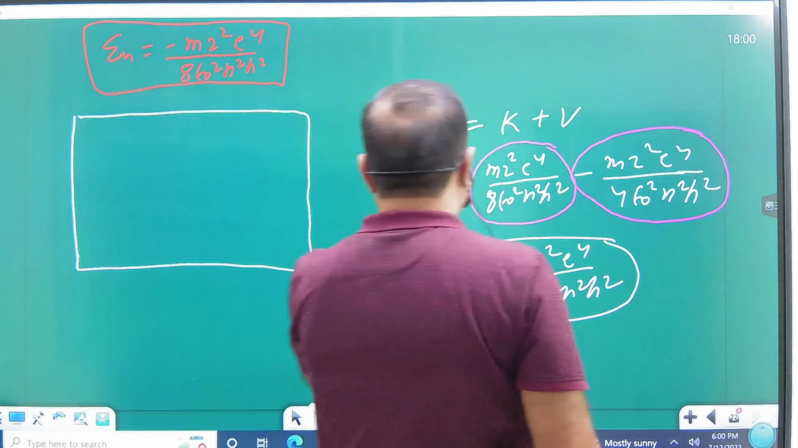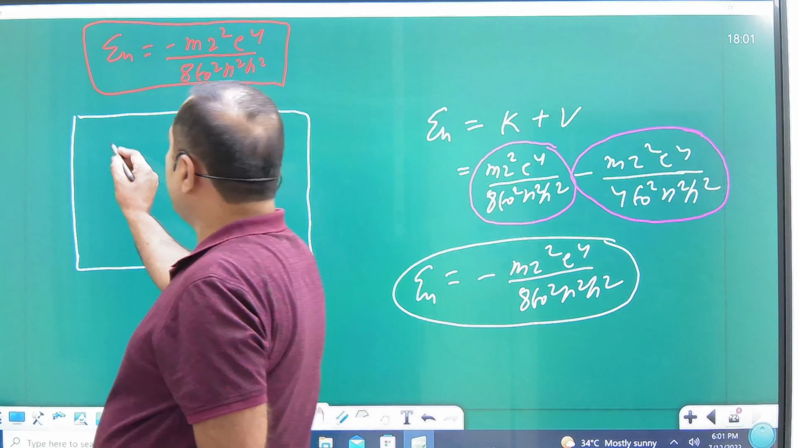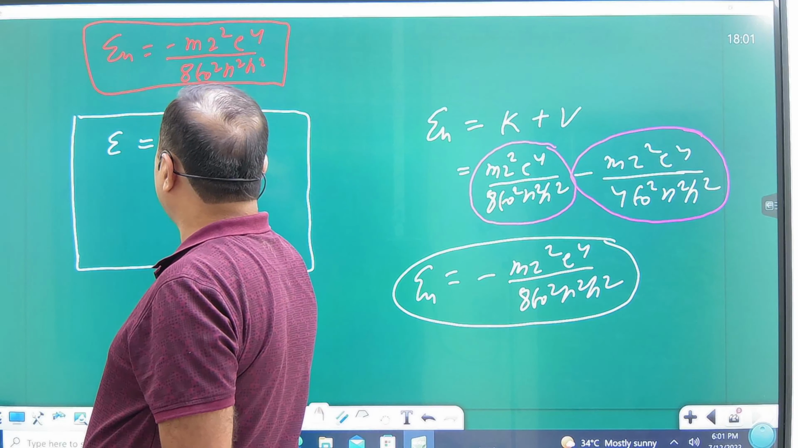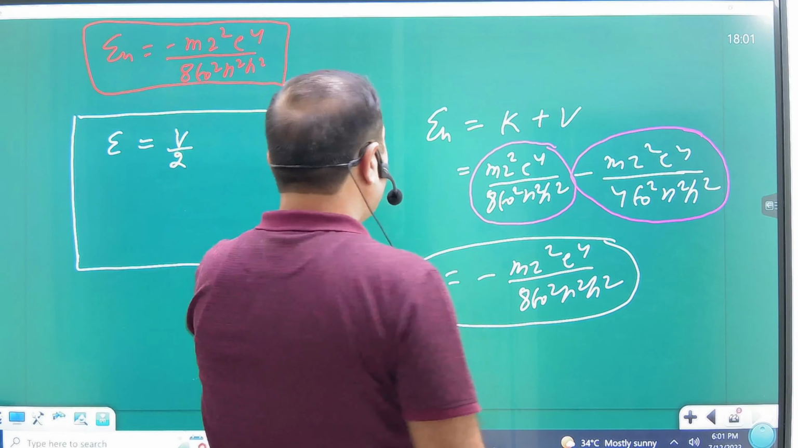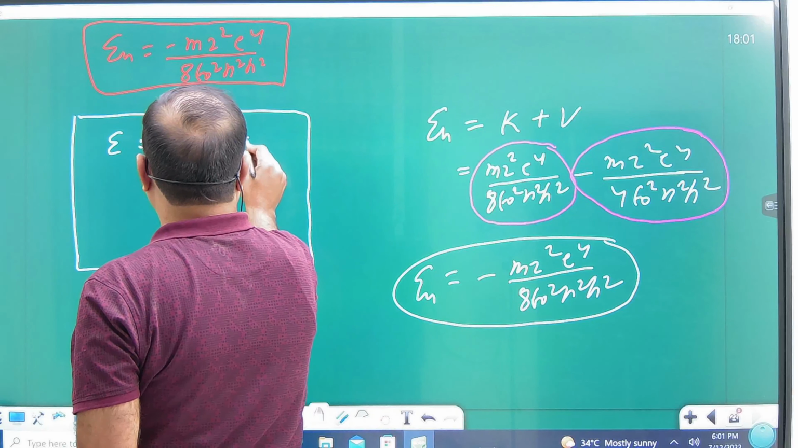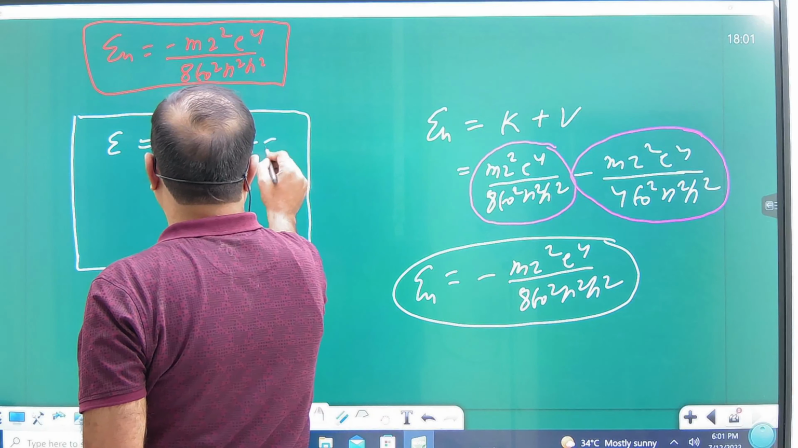Potential energy is double the kinetic energy, and the sign is opposite. Similarly, kinetic energy has equal value to total energy but with opposite sign, and total energy is half of the electrostatic potential energy with the same sign. That means the total energy of the electron in the nth orbit is half of the electrostatic potential energy with the same sign. That is, total energy into 2 is equal to electrostatic potential energy.